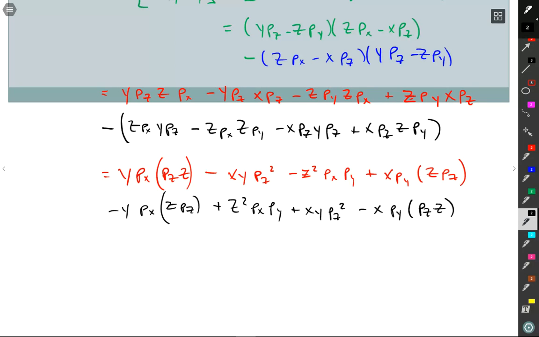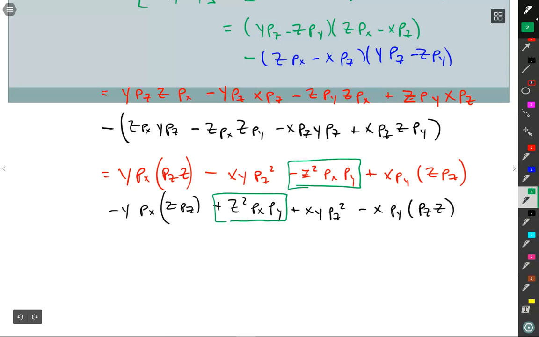I don't know how many of these I want to do. I'm probably going to stop at 1. You can see a good reason to stop at 1, right? So now we have to look at, can we subtract anything out? We have z squared px py and minus z squared px py. Those subtract out to 0. And we have minus xy pz squared and plus xy pz squared. Those also add out to 0.